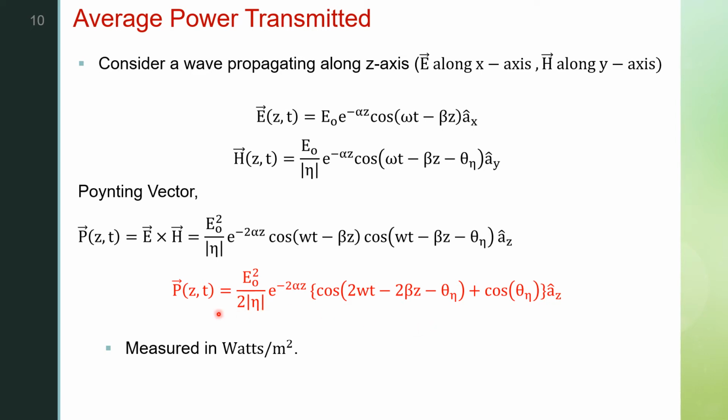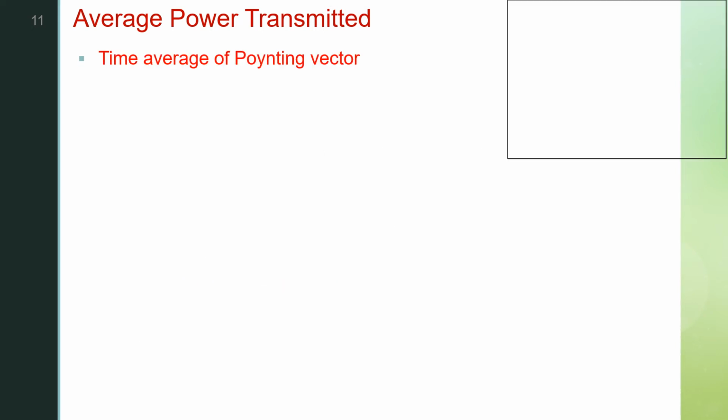So this is the expression for the Poynting vector. It represents a power density, so it is measured in watts per meter square, and keep in mind it is dependent on time, because the expression that we have got right now is a function of time. It has cos omega t, so omega t is there, which means it is dependent on time. The power we have obtained here is a time varying factor. The power will vary with respect to time.